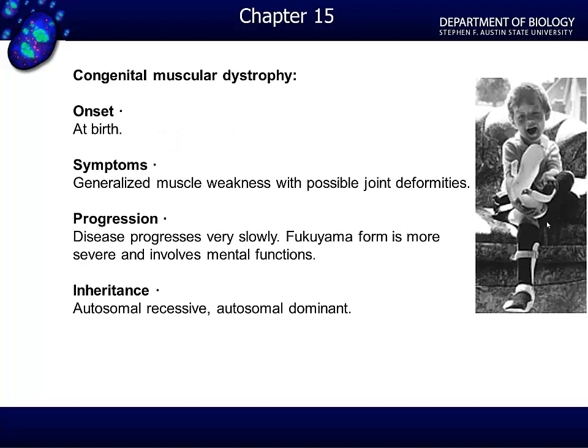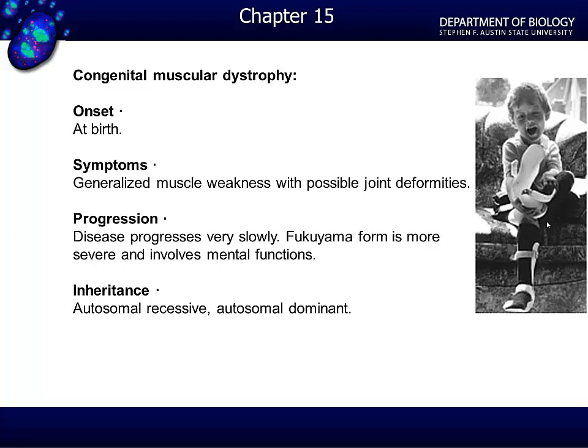Now, the last area to really cover is something that we've probably most heard of and most familiar with. This is congenital muscular dystrophy. The onset of this disease certainly is at birth, it being congenital, and we see the generalized muscle weakness, joint deformities, and the image that you see here is what we typically see on Labor Day, one of Jerry's kids with the telethon. And so this degree progresses very slowly.